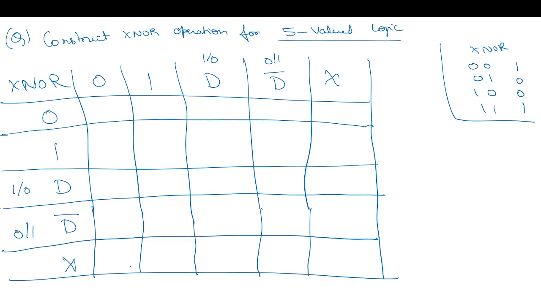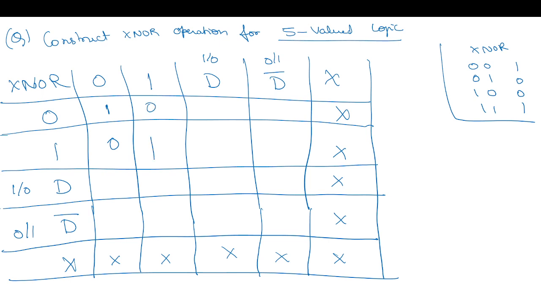So any value doesn't care for X0, it will remain don't care because there is no controlling value. Based on the other input, it will be either a buffer or an inverter. So 0 0 will be 1, 1 0 will be 0, 0 1 will be 0.